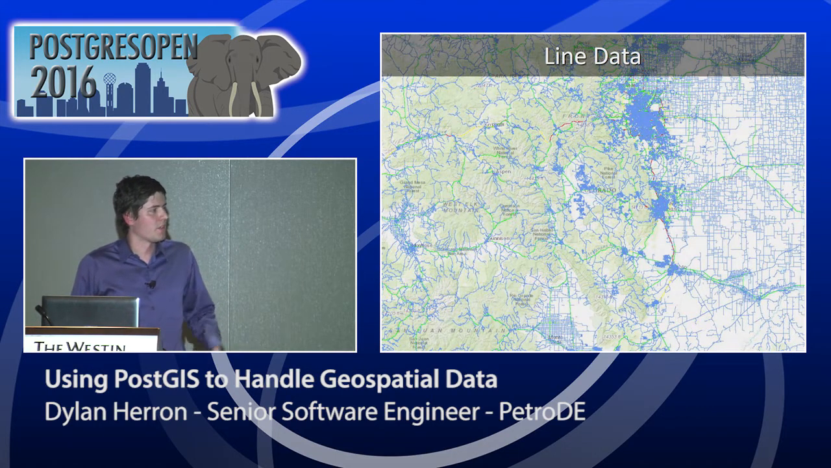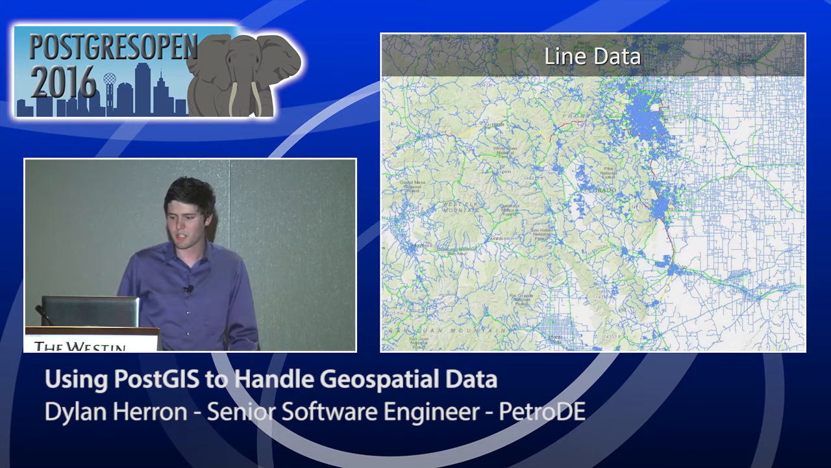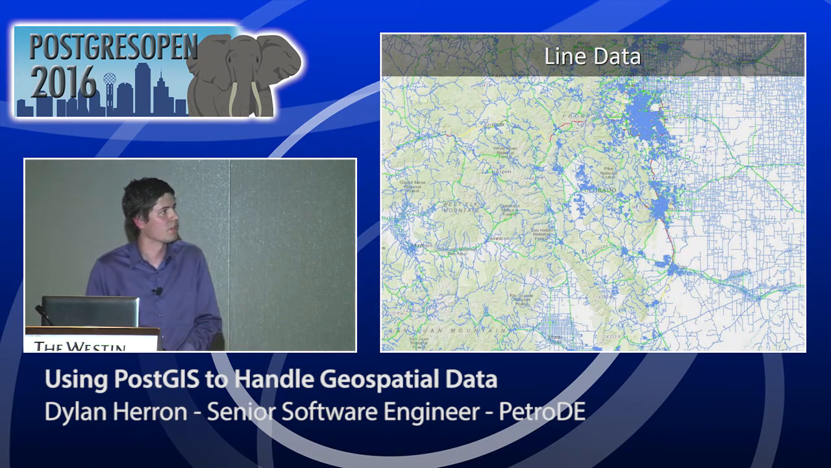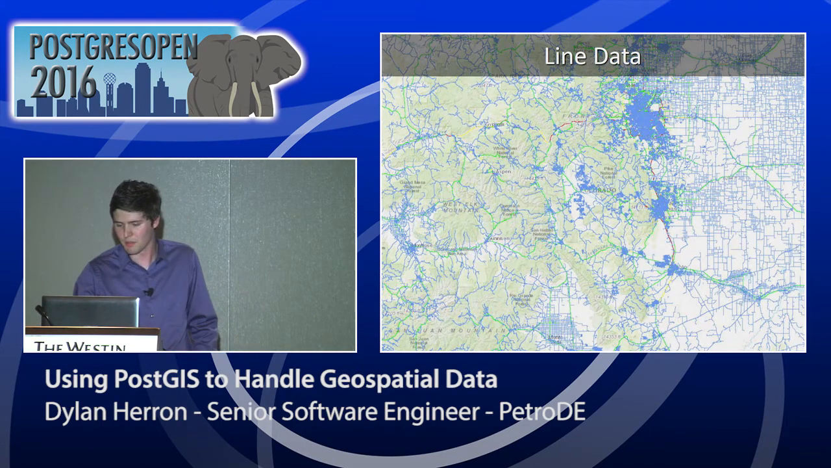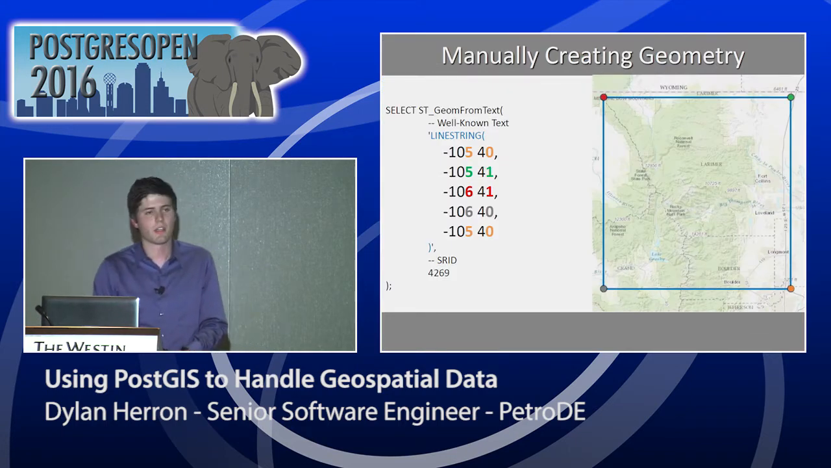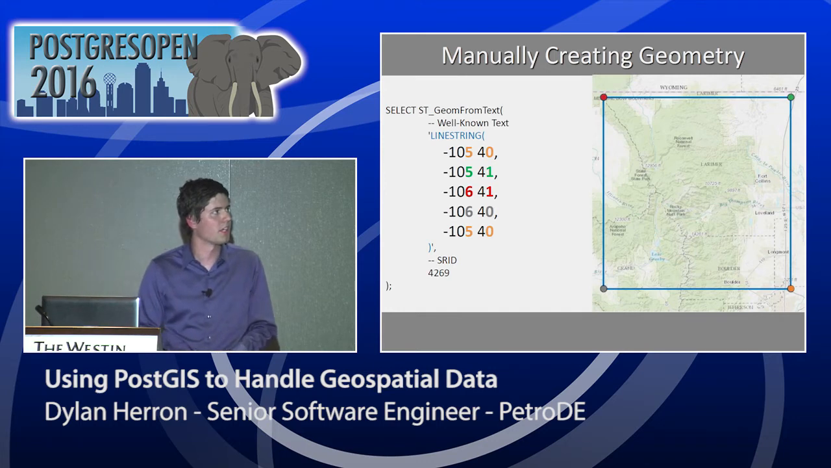Okay, so this is our streets data set that shows the traffic as the color, which isn't coming out real well. But you can load in your line data by passing in a list of longitudes and latitudes into a function called ST_GeomFromText.